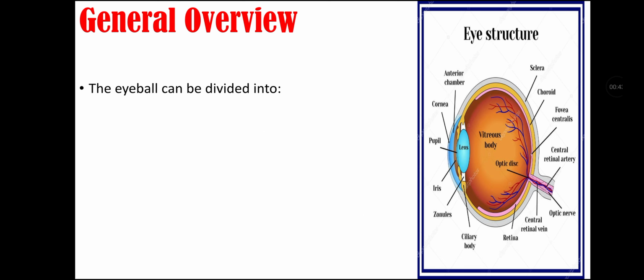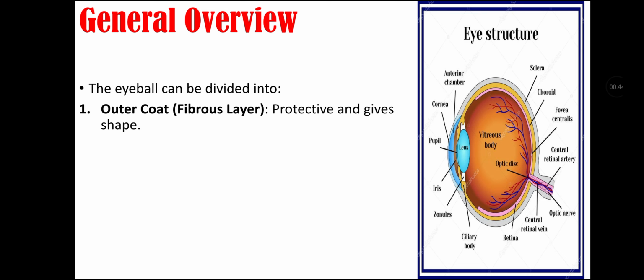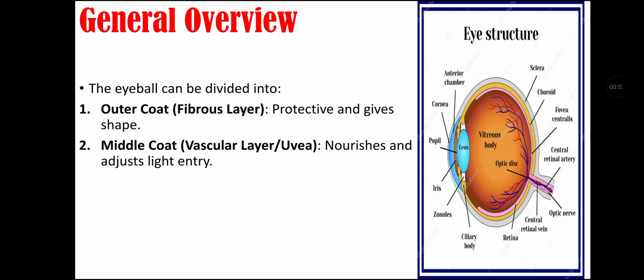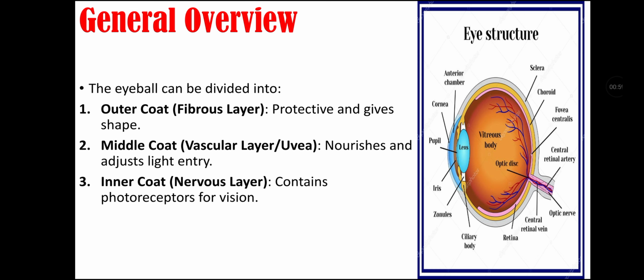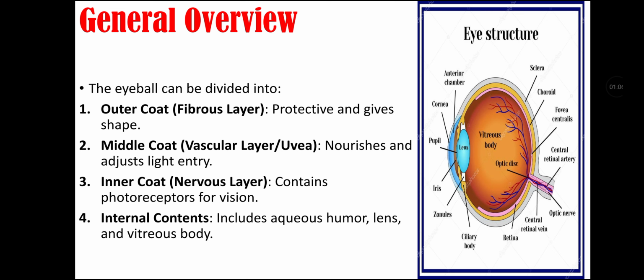General overview of eyeball structure. Eyeball can be divided into outer coat, that is also called as fibrous layer. It is protective and it gives shape to the eyeball. Second layer is middle coat, that is also called as vascular layer. This layer nourishes and adjusts light entry. Third layer is inner coat, that is also called as nervous layer. It contains photoreceptors for vision. And then there are internal contents of eyeball that include aqueous humor, lens and vitreous body.